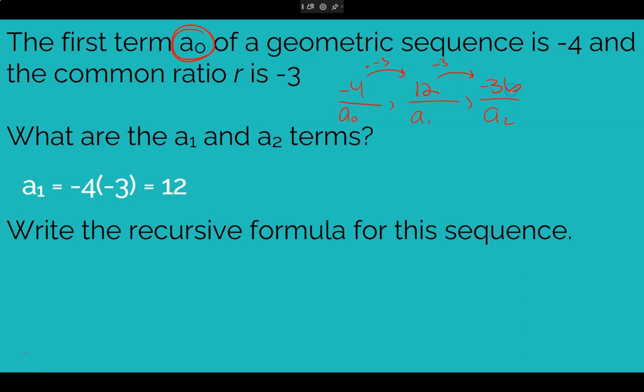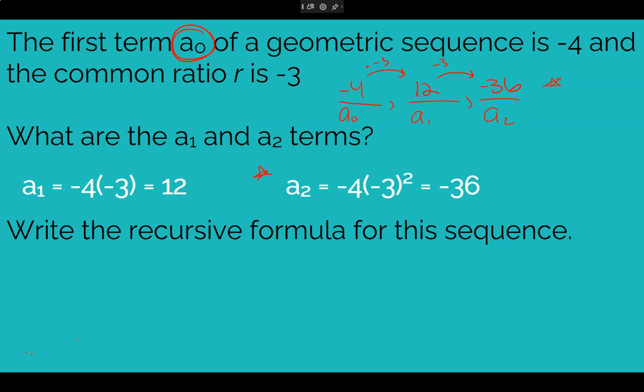-36. Okay, that's using the recursive formula, or you can take your first term and multiply it by your ratio twice. So this is using the explicit formula. Up here, we use the recursive. Two ways to get there, we have the same answer. So however you wanted to do it.